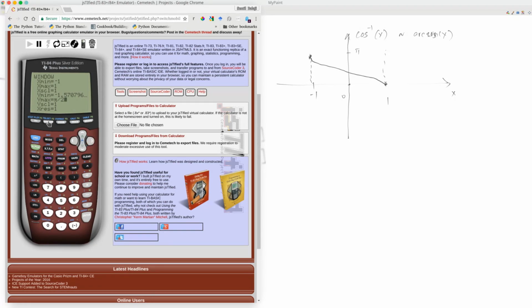And let's define the function. I'm going to clear it, and second sine, it's going to get me the sine inverse function, and close paren and graph. And that is the picture that I drew a while ago.